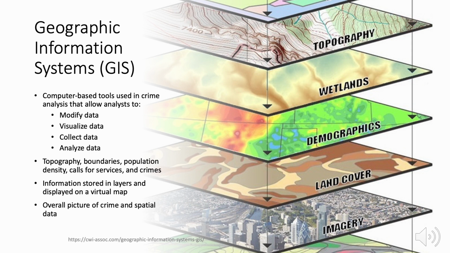Geographic Information Systems, or GIS, are computer-based tools used in crime analysis that allow the analyst to modify, visualize, collect, and analyze data. Maps can be topographic in nature, such as showing the physical features of an area. They can show boundaries and borders, and they can show population density. Maps can also show calls for service in an area and crimes that occur in certain areas and places. The information on a map is layered with various pieces of information and shown on a virtual map. Geographic information systems help a crime analyst give an overall picture of crime and spatial data.